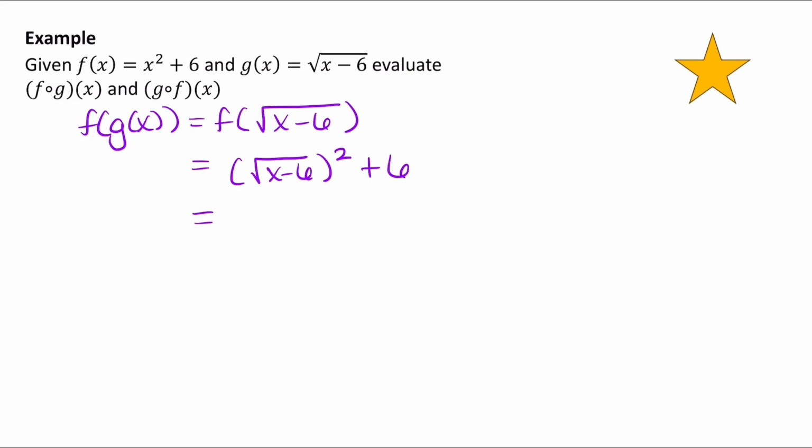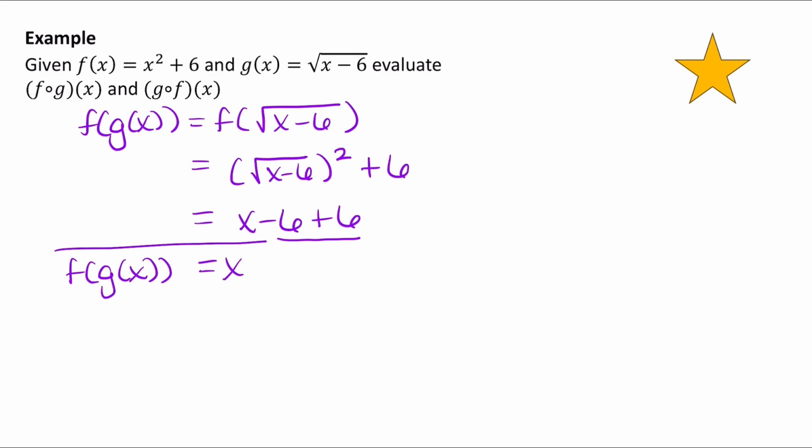Well, when I square the square root of something, remember the square and square root are opposite operations that cancel each other out. So that's just going to leave me with x minus 6, and then I have plus 6. Well, minus 6 and plus 6 will combine to make 0. So this is basically x plus 0, which is just x. Okay, so f of g of x equals x.